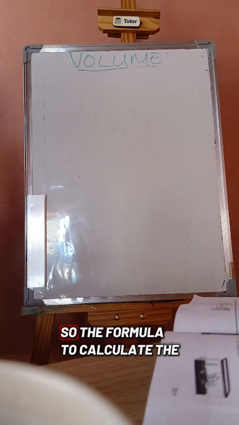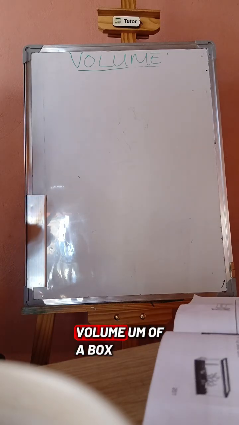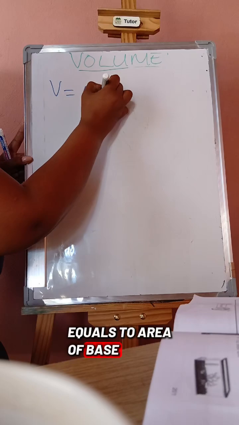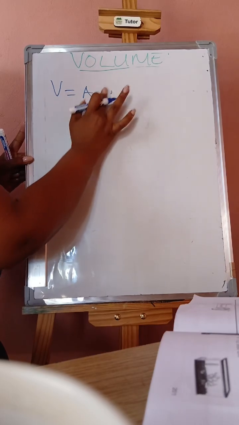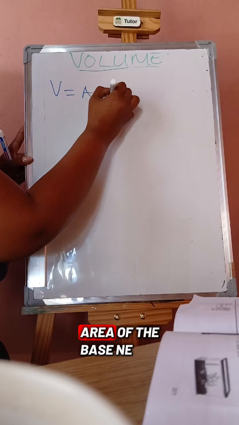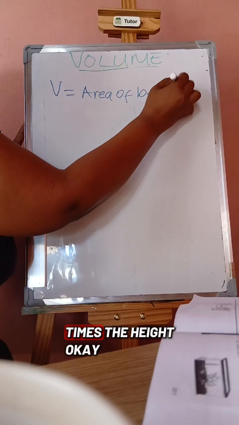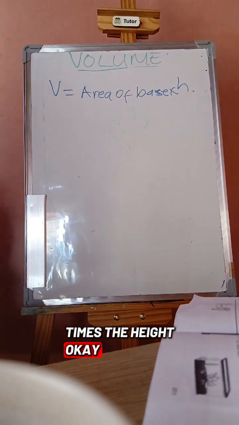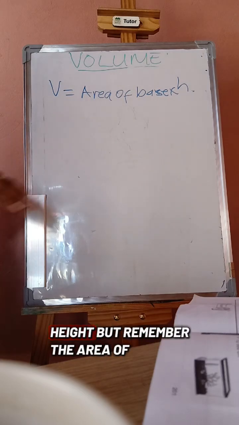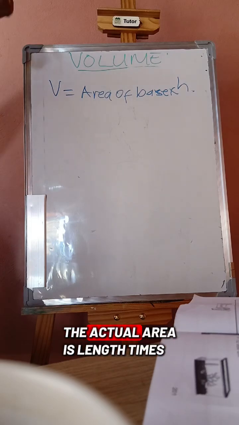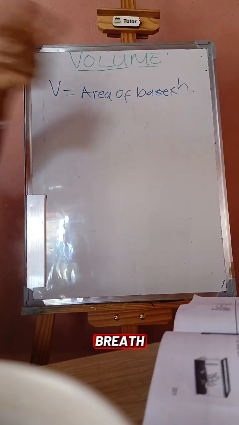formulas. So the formula to calculate the volume of a box, let me give you that. Volume equals area of the base times the height. Okay, area of the base times the height. But remember, the area of the base, the actual area, is length times breadth.